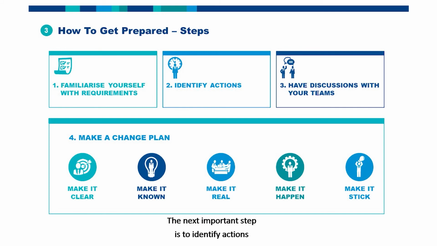The next important step is to identify actions required. Some actions might include updating all processes and policies, allocating QI program training time, allocating completion dates for the training, adopting and using education and communications materials provided by the department.